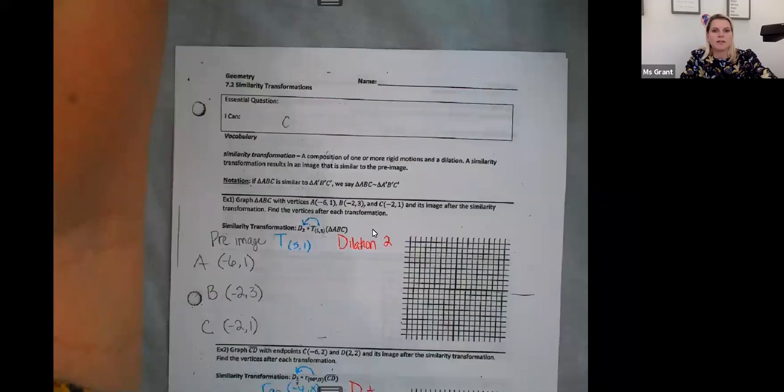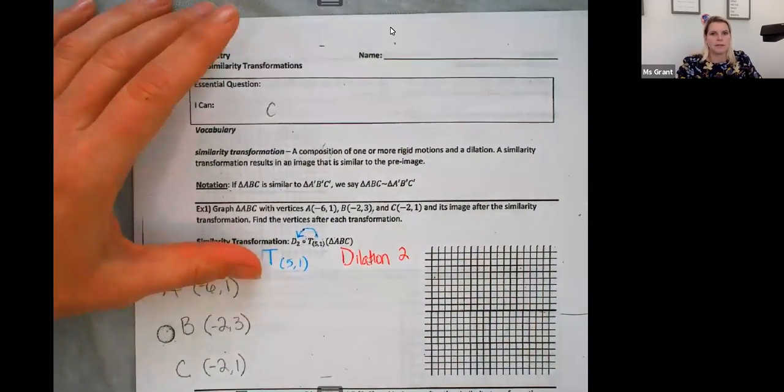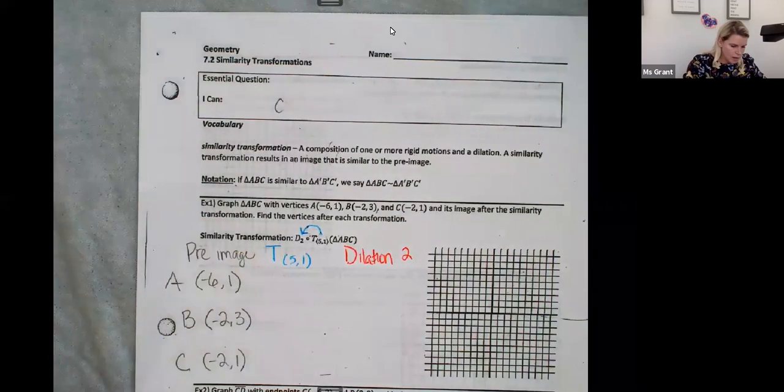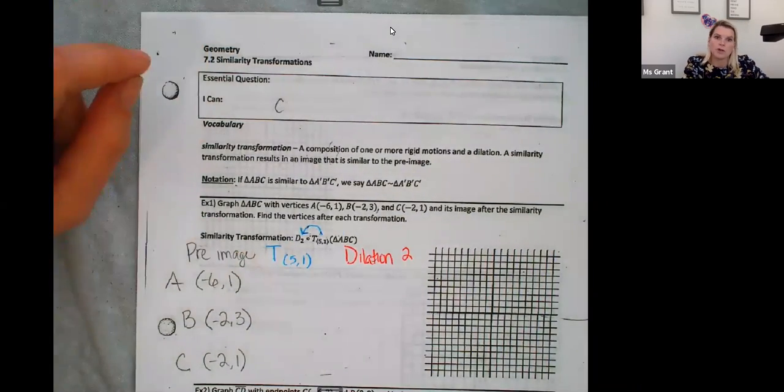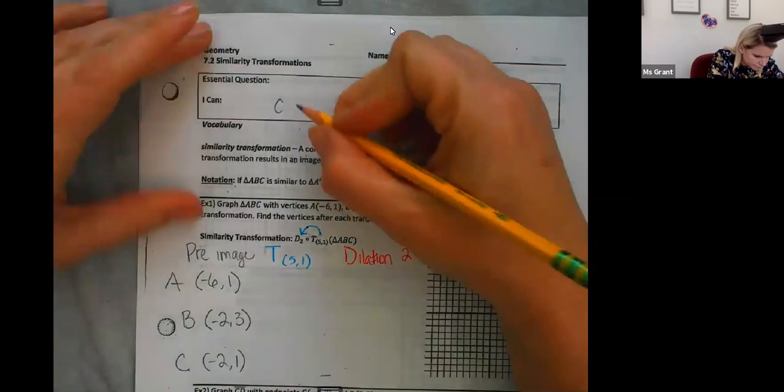So let me zoom in. Similarity transformations. I'm going to have chapter 7, lesson 2. I'm going to have 2 triangles, and I'm going to maybe enlarge it or shrink it, and then maybe shift it to the right and then down, or I could rotate it 90 degrees. I can do all sorts of things, but we need to refresh our brains on a composition.